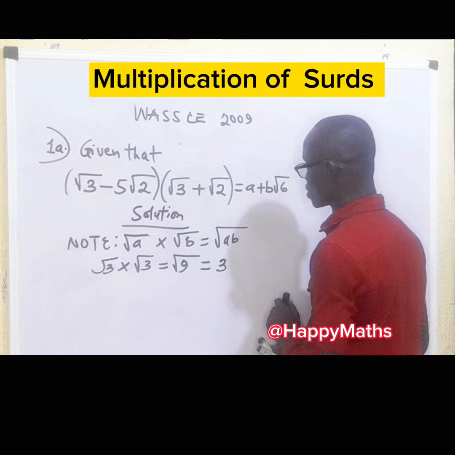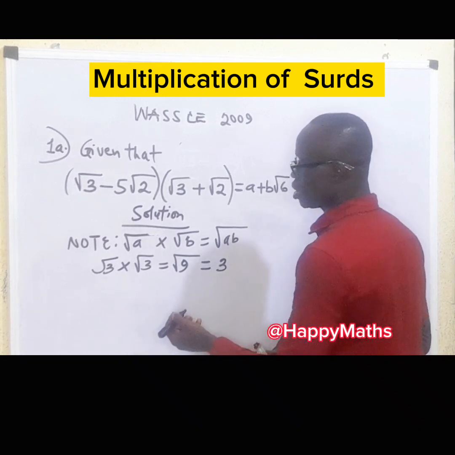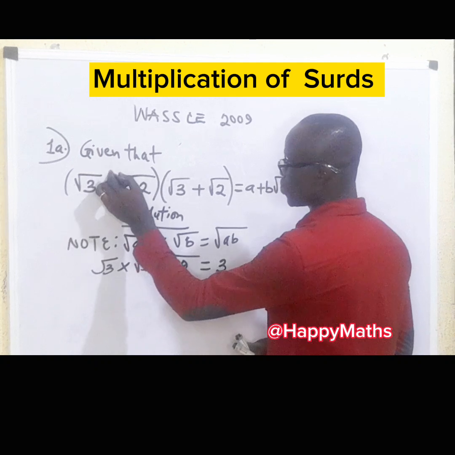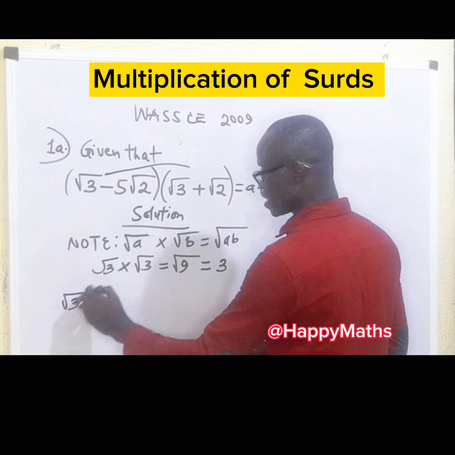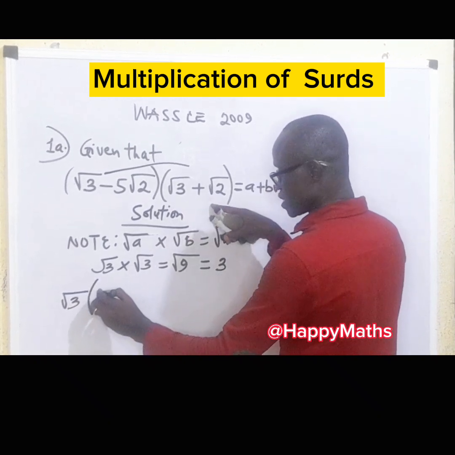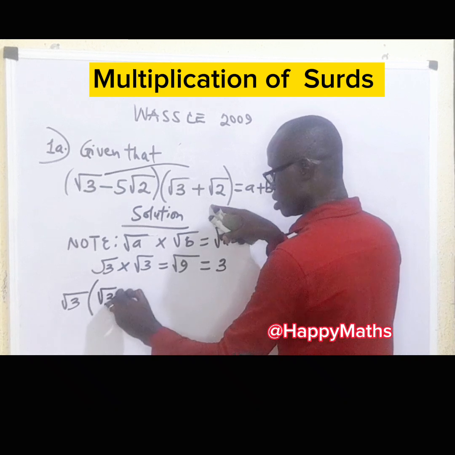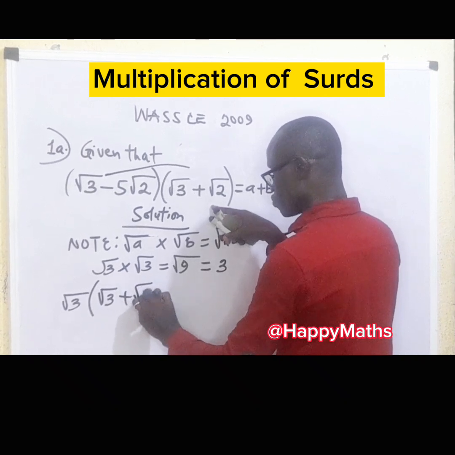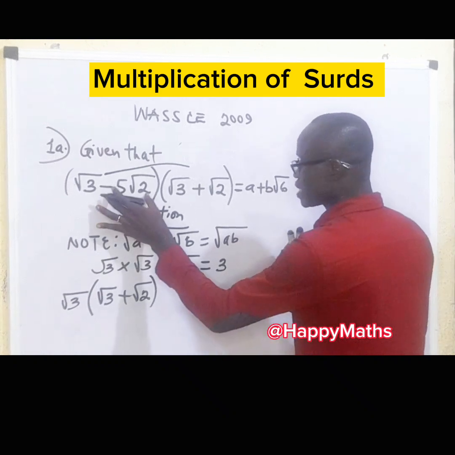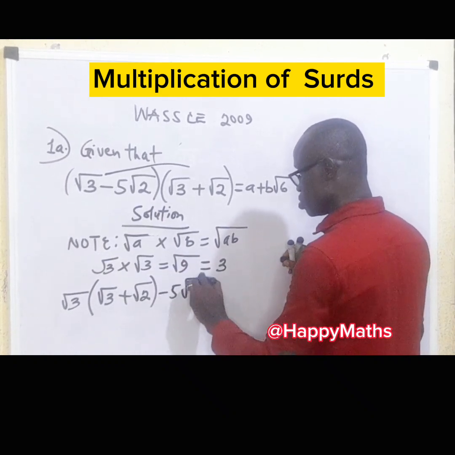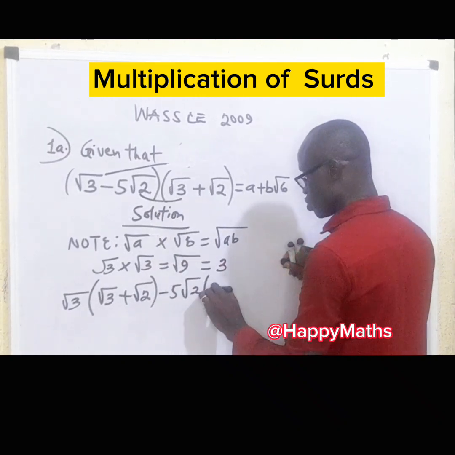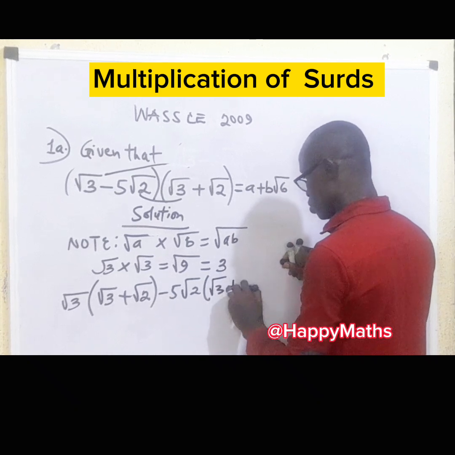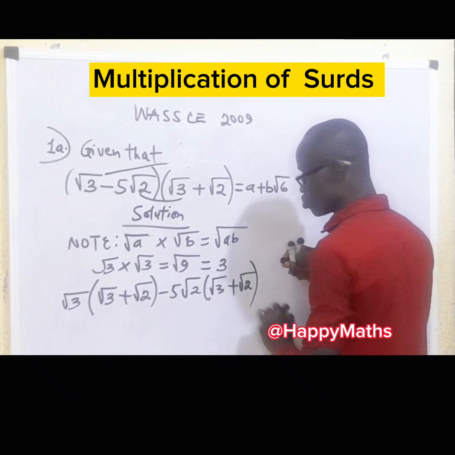Now let's apply this. This is under multiplication of surds. In the first place, we want to use root 3 to multiply the first bracket: the square root of 3 times everything in the second bracket, the square root of 3 plus the square root of 2. Then let's take minus 5 root 2 times the second bracket, that will give us root 3 plus the square root of 2.